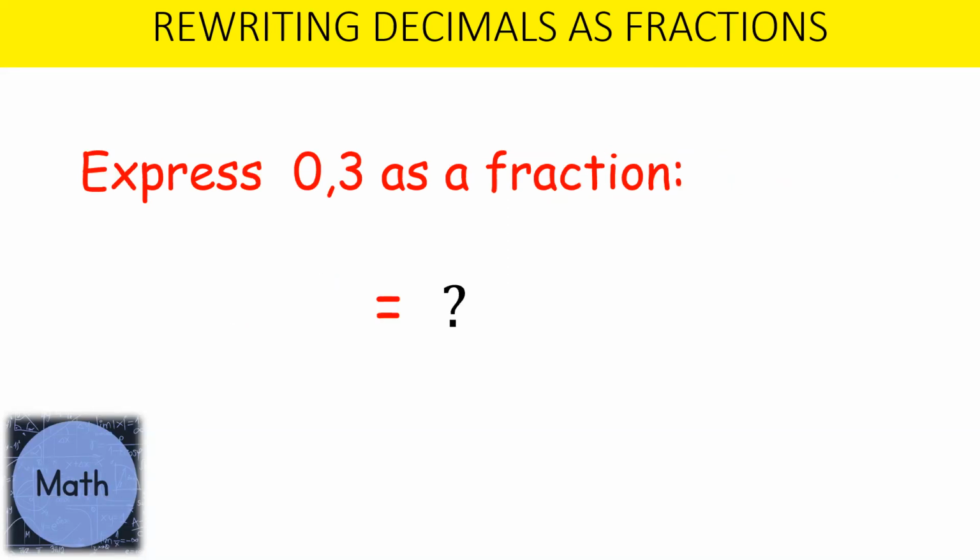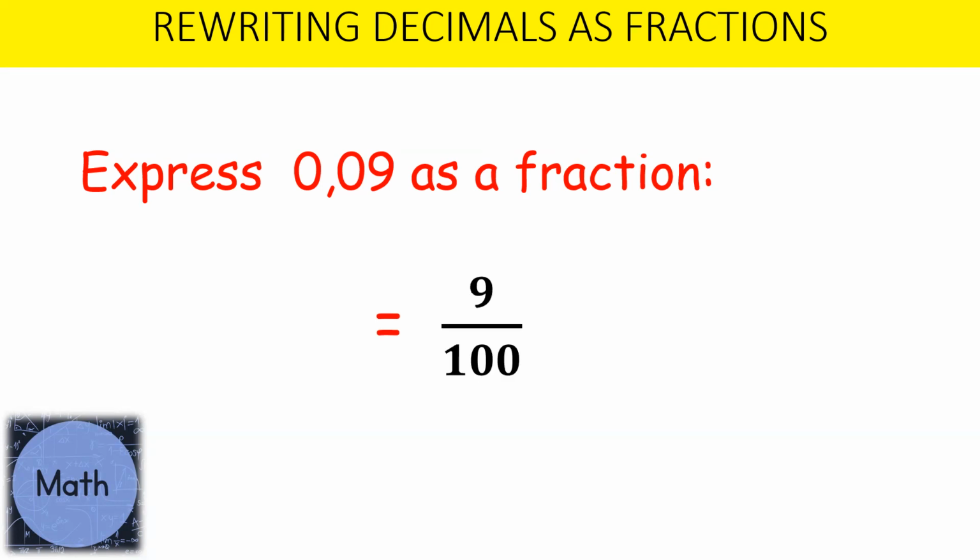Let's have a look at some additional examples. We need to express 0,3 as a fraction. So 3 is just behind the comma, so that would be a tenth. So we can rewrite the answer as 3/10. Express 0,09 as a fraction. And here, 9 is at the hundredth position. So that would be 9/100.